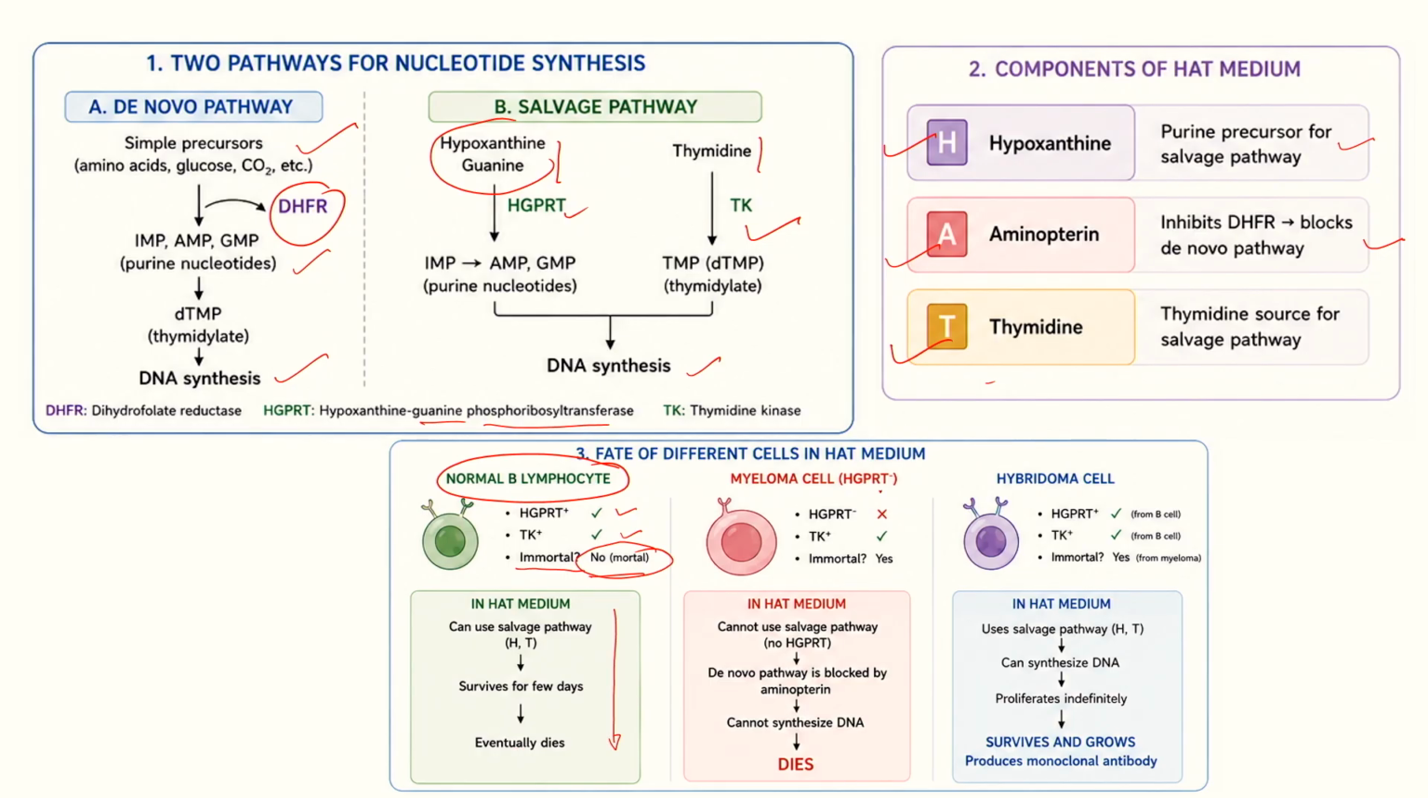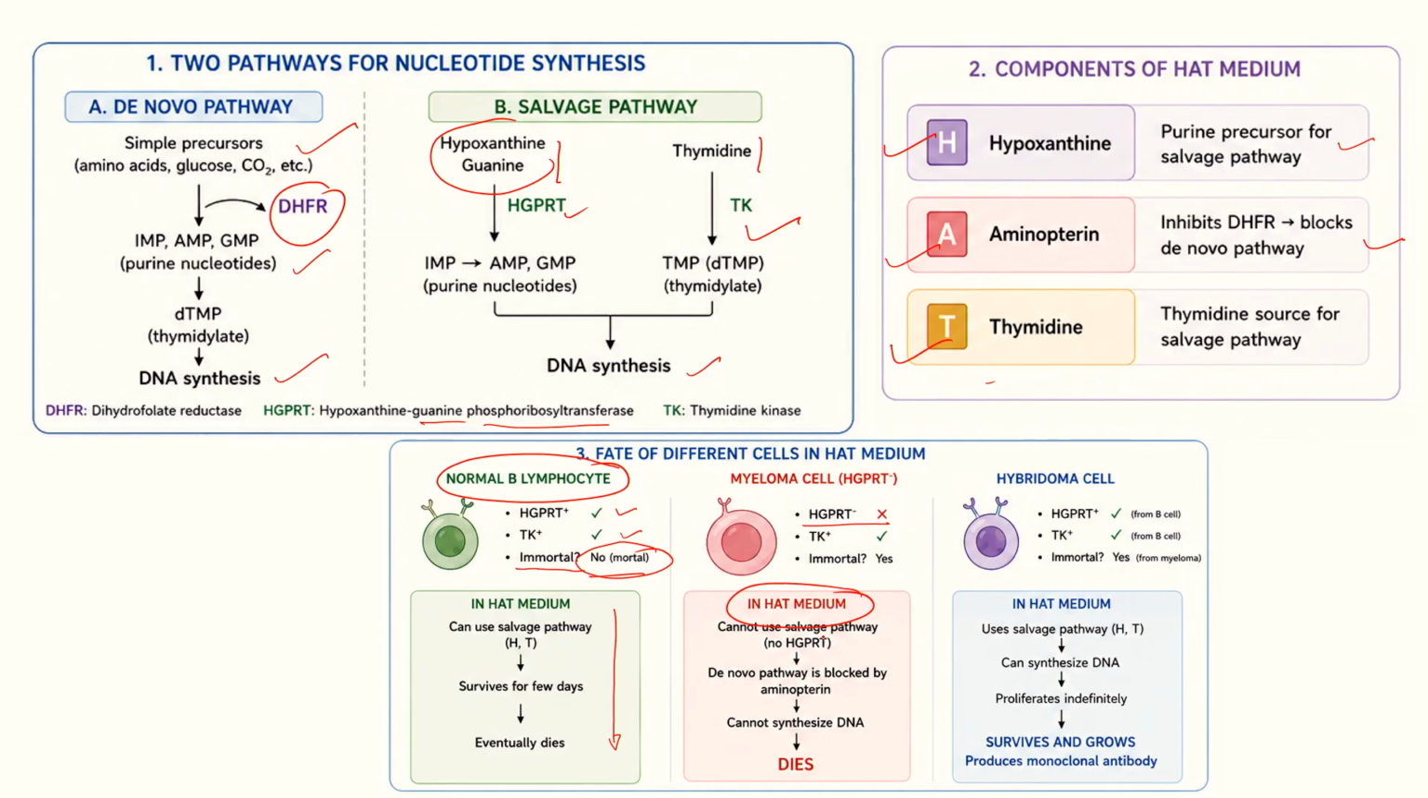But the myeloma cell is HGPRT negative and thymidine kinase positive, and of course they are immortal, so they can multiply for a longer duration of time. Since we are using HAT media to screen them, the only pathway left for this particular cell is the de novo pathway, because HGPRT is negative, so they can't go with the salvage pathway.